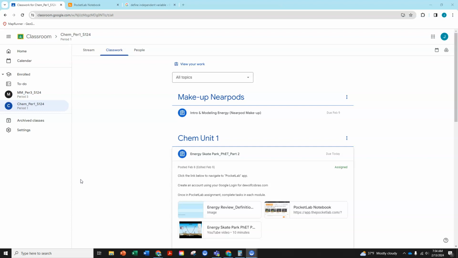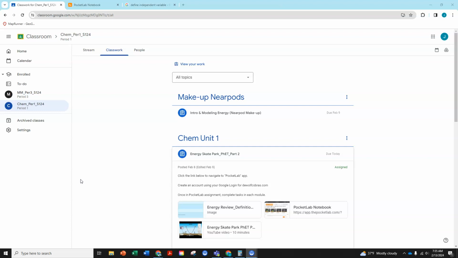It's time to get back to chemistry, and we were doing energy transfers and conservation of mass and energy using the PhET lab Energy Skate Park. So the first video, 10 minutes, I know it was long, but we got through a little more than half of it, and this is going to be the second part to get us through the entire exercise.